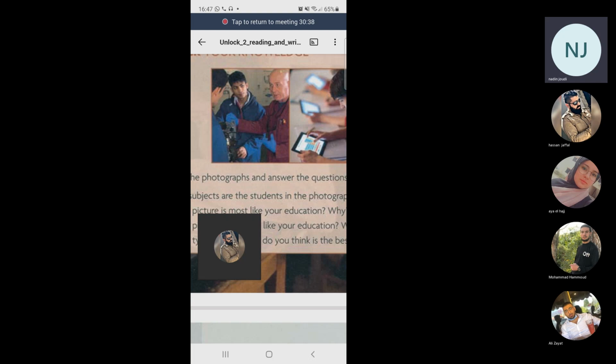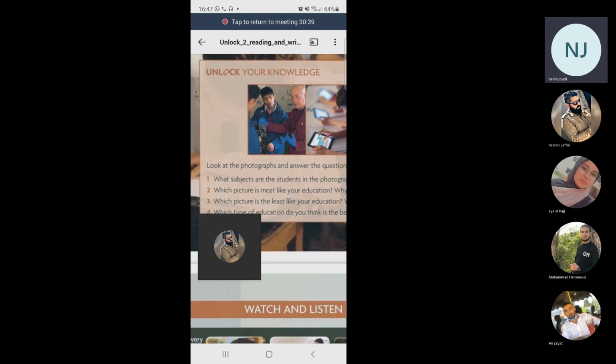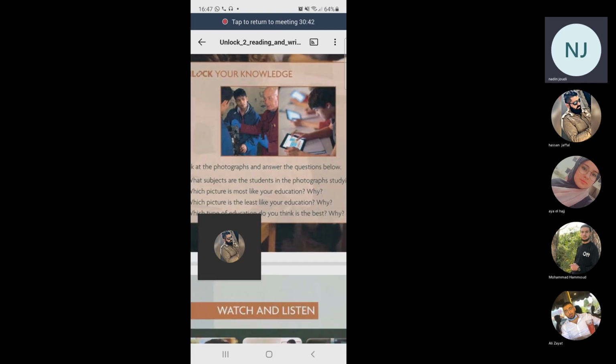Now, my question to you is, which one is better in your opinion? Learning by doing or learning with training? For me, learning by doing. The left picture.